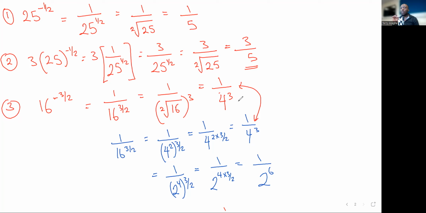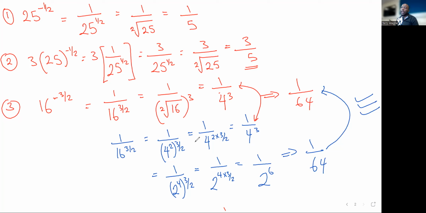So far you're using the right laws, no matter how you want to solve it, you will get the same thing. And then if you solve this in your calculator, your answer will be 1 over 64. 4 raised to the power 3 is what? 64. Now, if you also check your calculator, 2 raised to the power 6 is also what? 64. And you can see in both cases, we're getting the same thing. So like I always tell students, regardless of the method, so far you're using the right law, you should get the same answer.